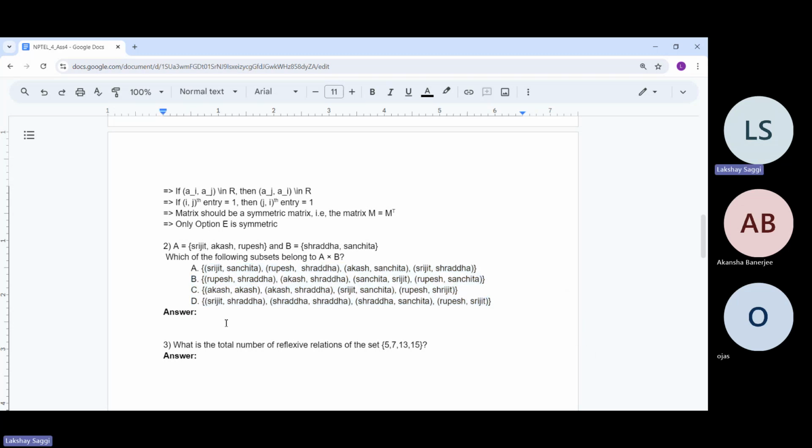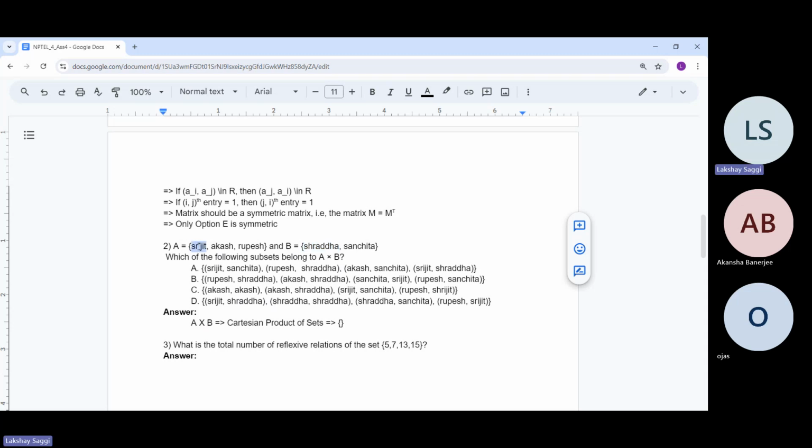To answer this, we'll first find out what A cross B is. You must have seen this in the lectures, but I'm just revising. A cross B represents the Cartesian product of sets. How do we define this? For every element in the set A, we take a tuple of it with every element of the set B. The set A cross B is also a set, and its entries will be all possible pairs from A and B.